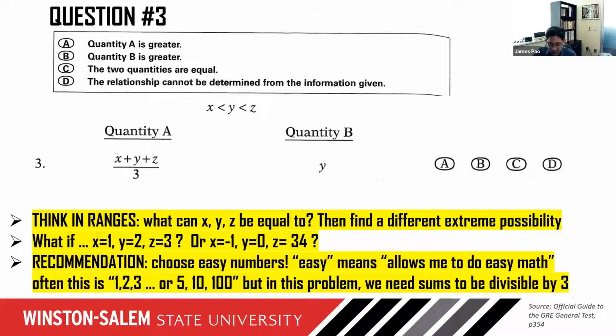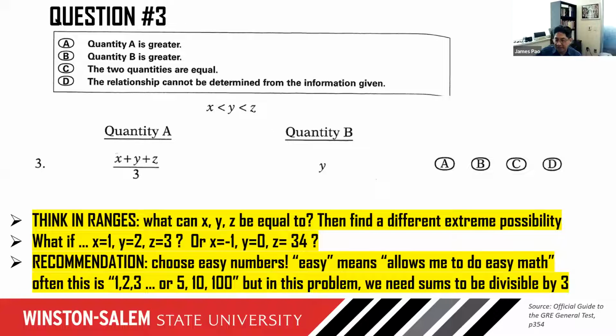Again, you must take your given information as gospel. It is the truth. X must always be less than Y, which always must be less than Z. So I know that they're going to be sequential, if you will. So now you need to think in ranges, which is my first bullet point. What could X, Y, and Z be equal to? Once you've come up with a good set of numbers, then find a different, more extreme possibility in the range.